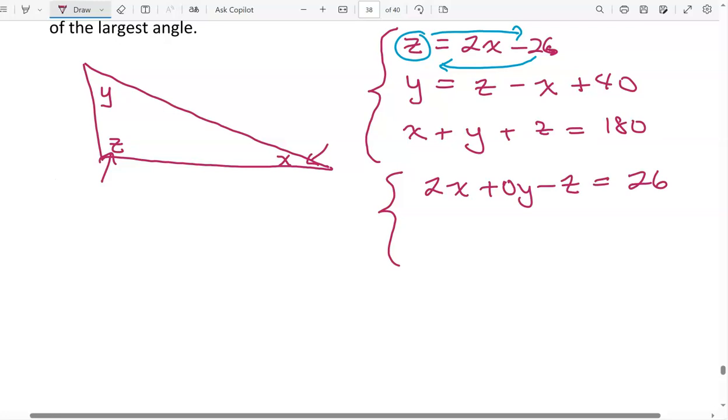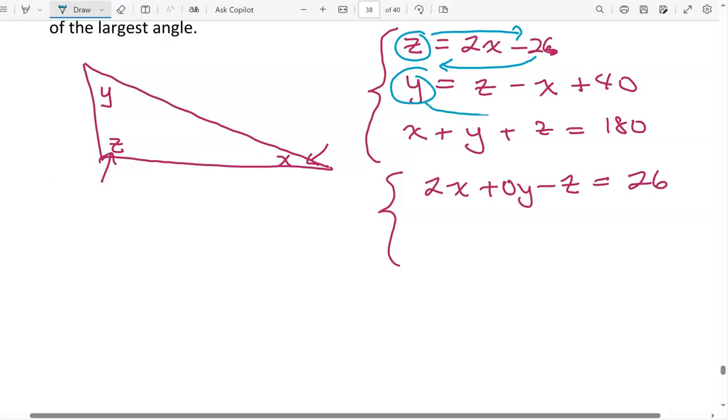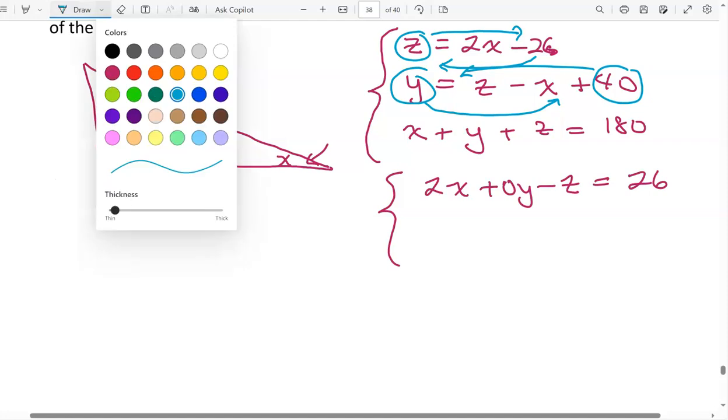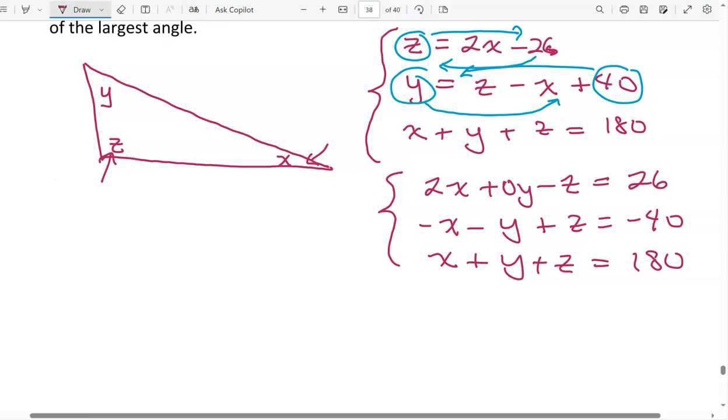And then similarly for the second equation, we can move our y over there and our 40 over there. And in doing so, in standard form, this is negative x minus y plus z is equal to negative 40. And again, if you move things to opposite sides, you can have opposites there. And then the last equation, x plus y plus z is equal to 180.